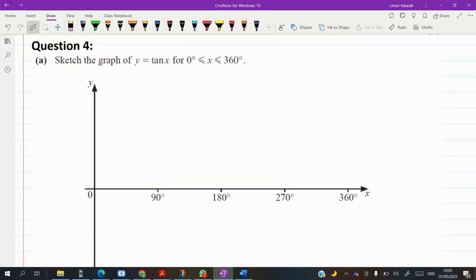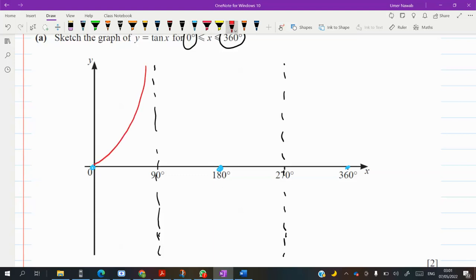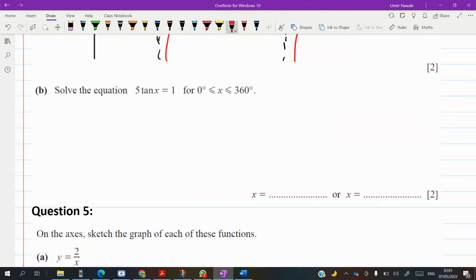Again, you go to the calculator mode, and in the calculator mode, your start is 0, your end is 360, your step is 90 degrees. Your calculator will give you an error at 90 degrees, so please draw the vertical line. Error at 270, draw the vertical line, and at 180, you will get 0. At 0 degrees, tan 0 is 0, and tan 360 is also 0. Now, the tan graph is like this. I have already explained this idea to you, that's why I'm moving so fast.